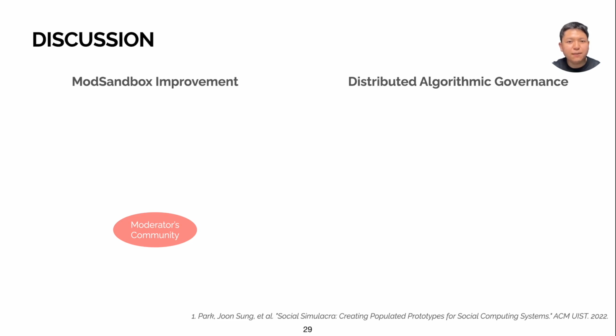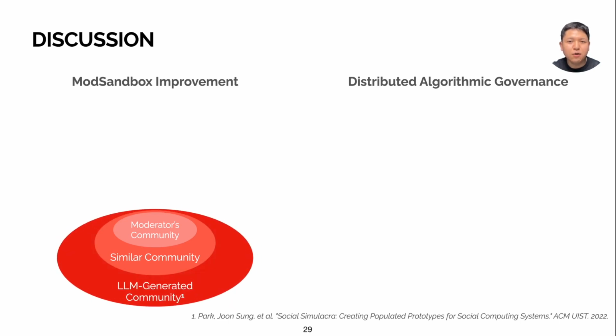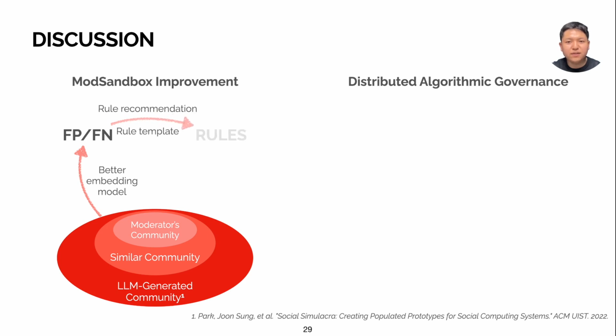We think there are several ways to make ModSandbox even better. It could use more diverse data from similar communities or generated by large language models. It could also use an improved embedding model to find false positives and negatives, and offer better rule update support like rule recommendations and templates.